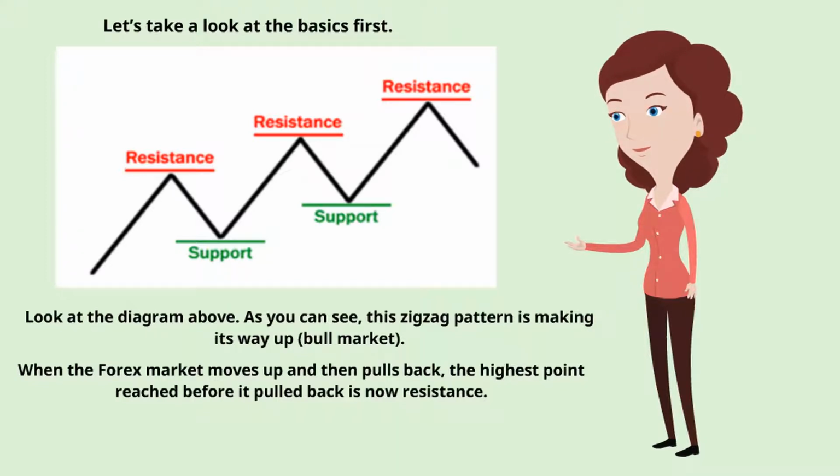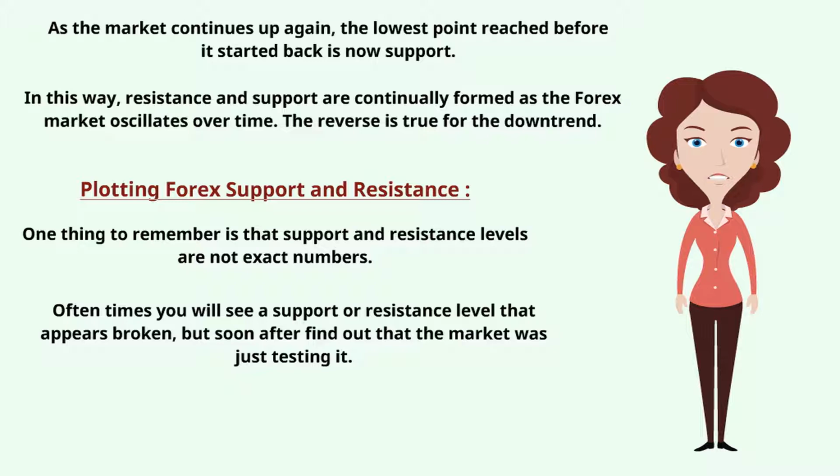When the Forex market moves up and then pulls back, the highest point reached before it pulled back is now resistance. As the market continues up again, the lowest point reached before it started back is now support. In this way, resistance and support are continually formed as the Forex market oscillates over time. The reverse is true for the downtrend.